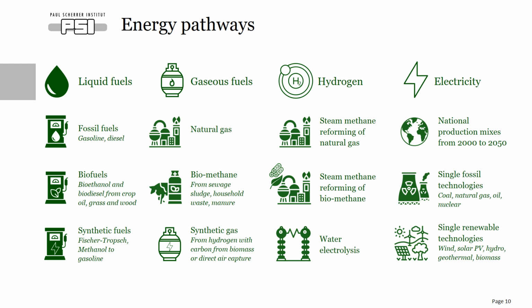And finally, for battery electric vehicles, we have the national production mixes for close to 180 different countries from 2000 to 2050, which of course partly rely on projections. We can also model the distribution of electricity coming from a single fossil technology for sensitivity purpose, such as coal, natural gas, oil, nuclear. And finally, we can do the same but for renewable technologies.